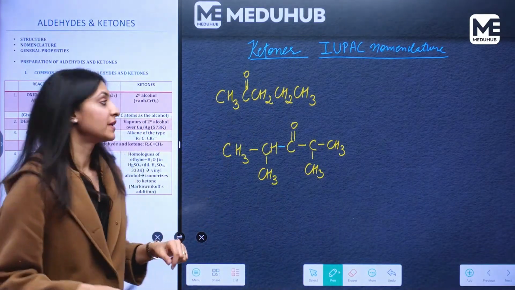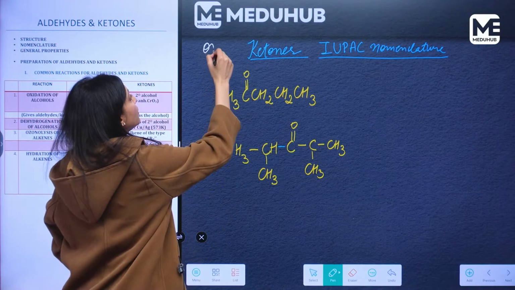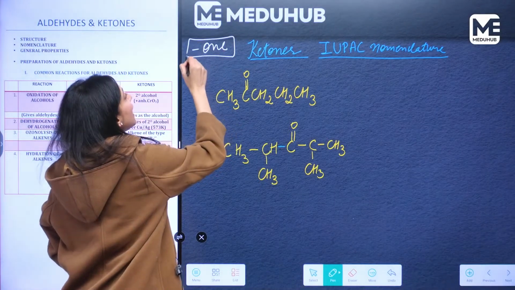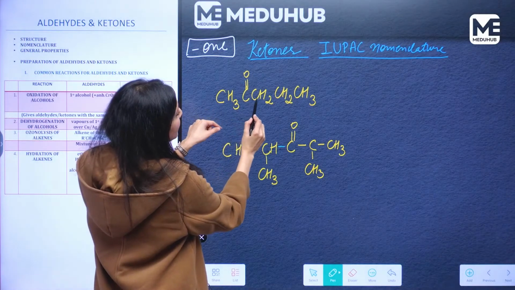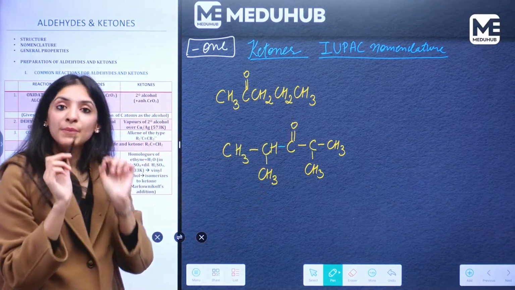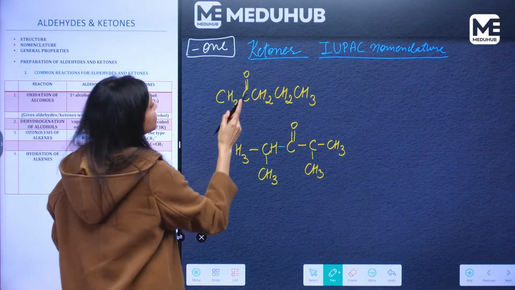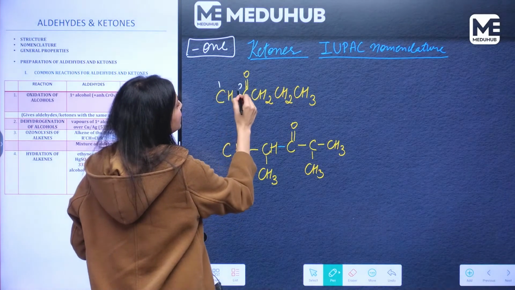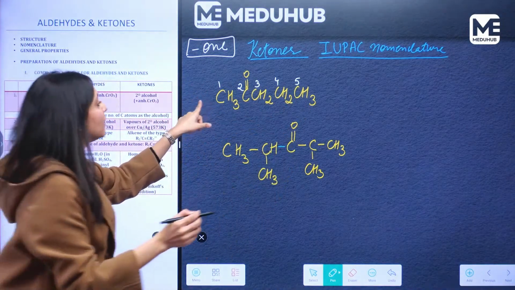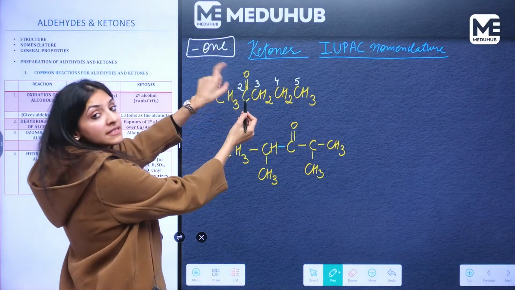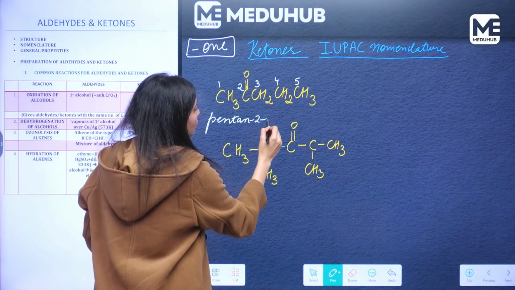Now about the IUPAC nomenclature. In IUPAC nomenclature, you add the suffix -one, O-N-E, to the name of the alkane from which the ketone is derived. So here you will see there are 1, 2, 3, 4, 5 carbons. You will start numbering the carbon atoms from the end where the carbonyl group gets the lowest possible number. So this will be carbon 1, carbon 2, 3, 4 and 5. This is a pentanone and it has the carbonyl group at the second carbon. So this will be pentan-2-one.